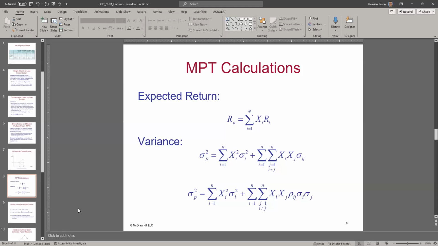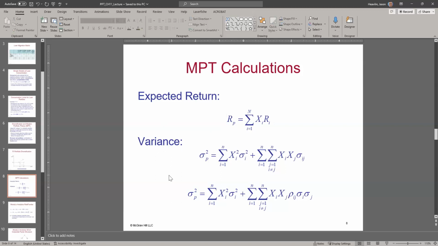Just a quick recap. Expected return is just a weighted average where X represents the weight of each asset. I will be the asset A, asset B, asset C, and then the returns of each, multiplied by the returns of each one of them. And then you add them together and they'll give you the return of the portfolio.